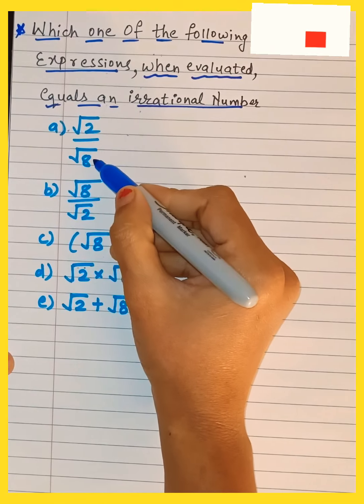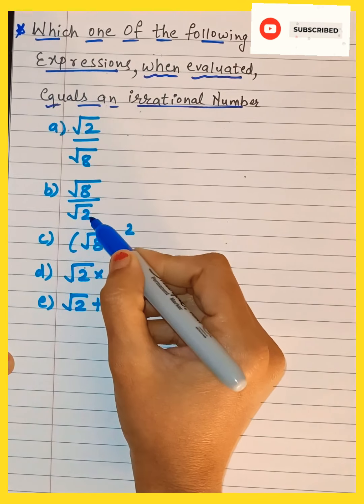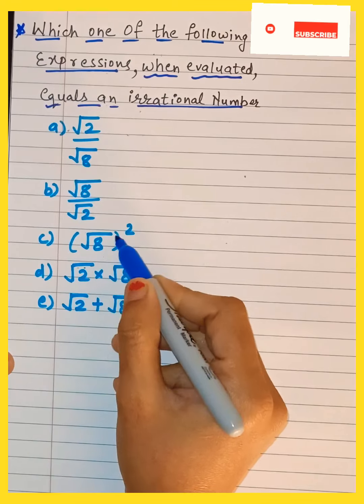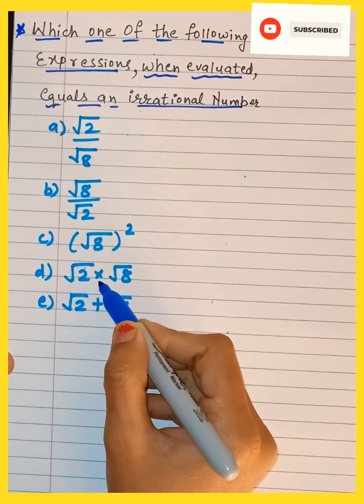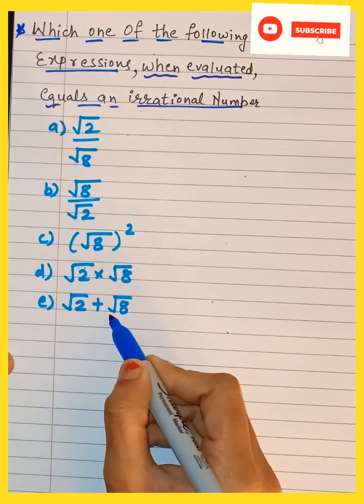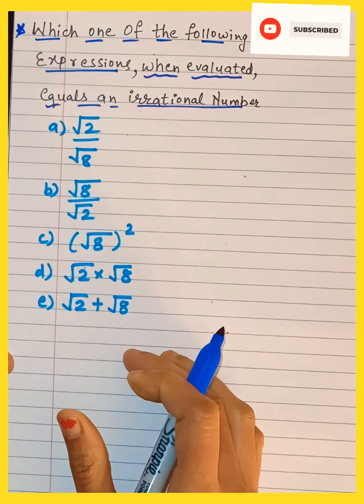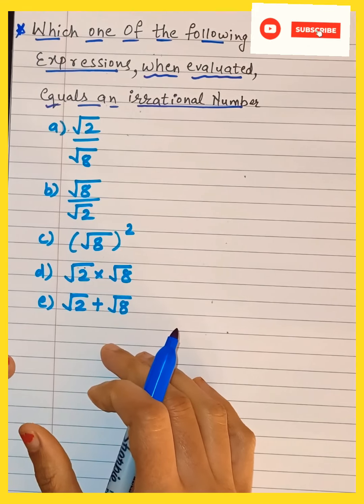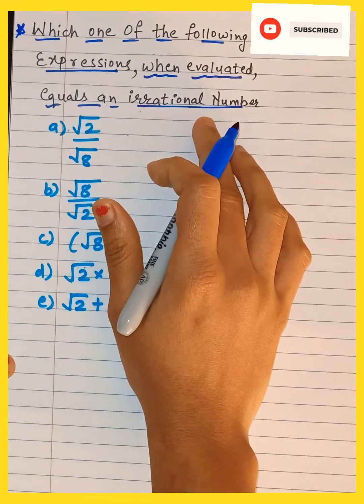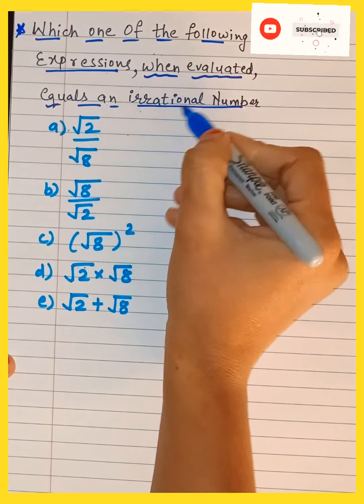Options are root 2 upon root 8, root 8 upon root 2, root 8 the whole square, root 2 multiplied by root 8, root 2 plus root 8. So these are the options. Now out of these, after solving, which one will give you an irrational number? So first of all, what is an irrational number?